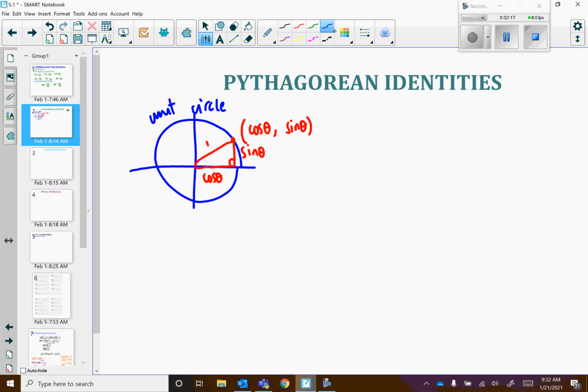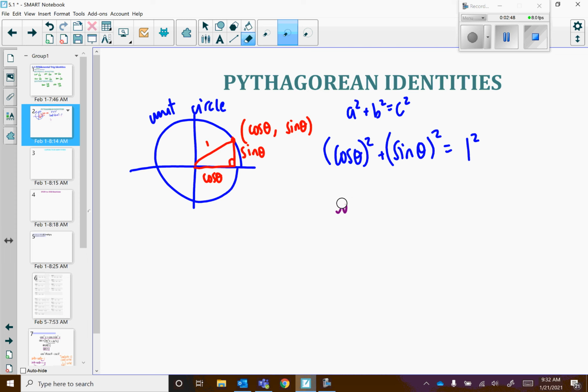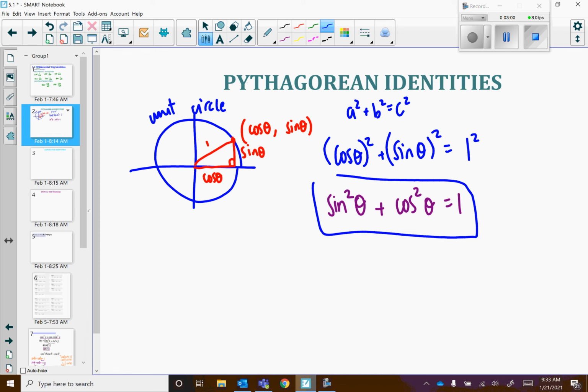Well, now look, I have a triangle. And Pythagorean theorem says that a squared plus b squared is equal to c squared. And if I take this triangle, I can use my trig functions to rewrite the Pythagorean theorem. Cosine theta squared plus sine theta squared is equal to 1 squared. And although that's a completely true statement, generally this is written as, well, I guess it doesn't really matter, but often we put sine first. I don't actually know why. Sine squared theta plus cosine squared theta is equal to 1. This is the first of our Pythagorean identities.